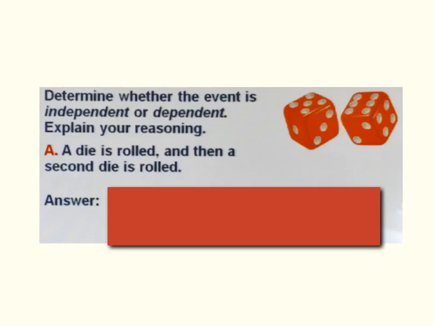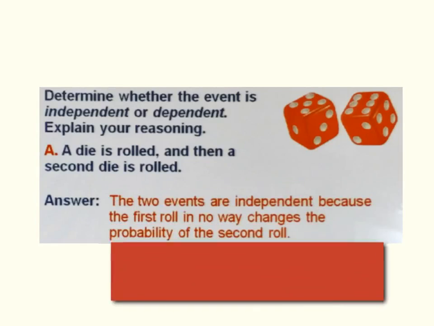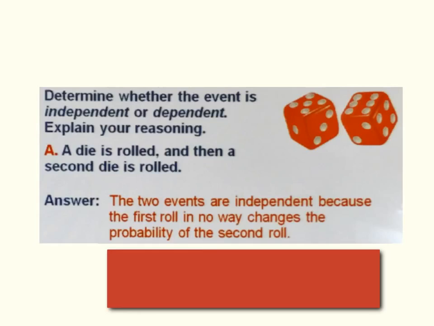So let's look at this situation here. A die is being rolled, and then a second die is being rolled. Does what happens with this first die have any effect on what happens on the second die? No. And so the 2 events are independent because the first roll in no way changes the probability of the second roll.